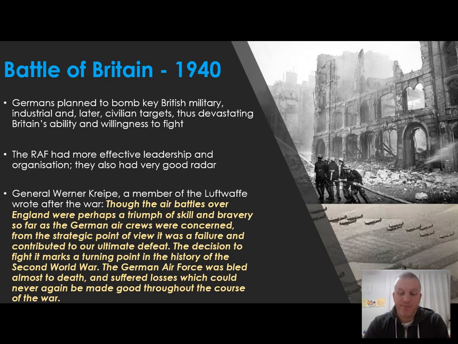General Werner Kreipe, who was a member of the Luftwaffe, wrote this after the war: "Though the air battles over England were perhaps a triumph of skill and bravery so far as the German air crews were concerned, from a strategic point of view, it was a failure and contributed to our ultimate defeat. The decision to fight it marked a turning point in the history of the Second World War." And so the Battle of Britain, the most significant thing it did, it really crushed.